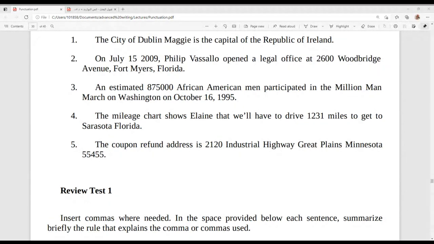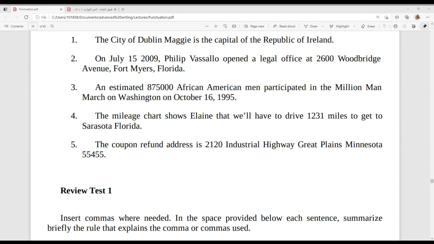The mileage chart shows, Eileen, that we'll have to drive 1,231 miles to get to, etc. Here we need a comma before Eileen and after Eileen. The mileage chart shows, comma, Eileen, comma, that we have to drive, etc.